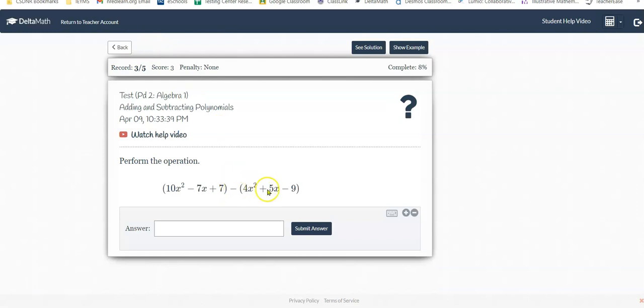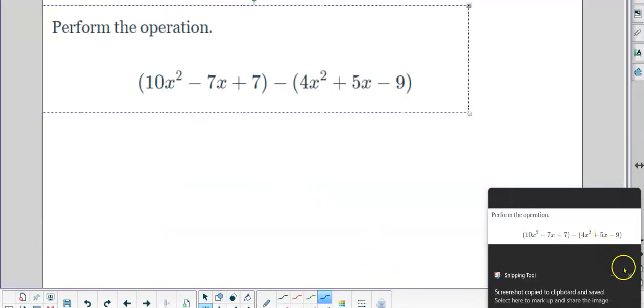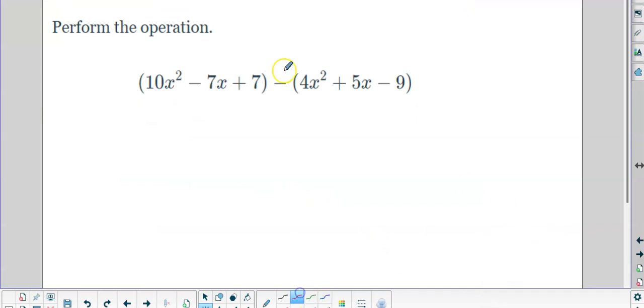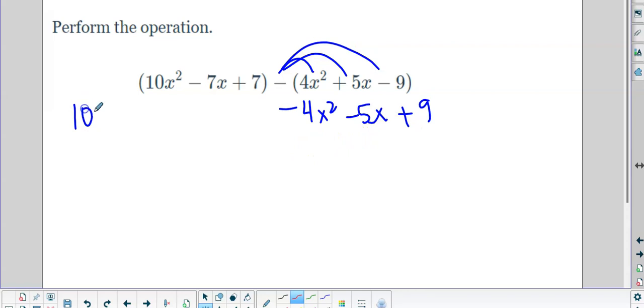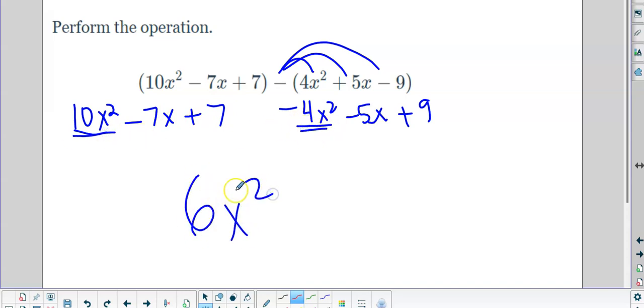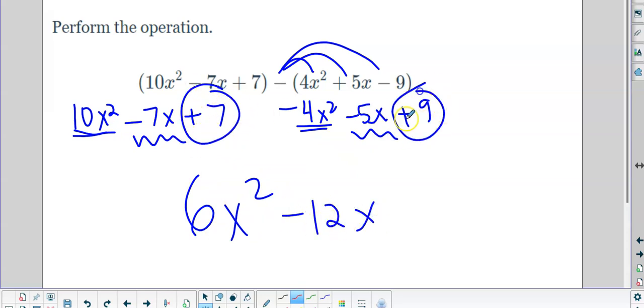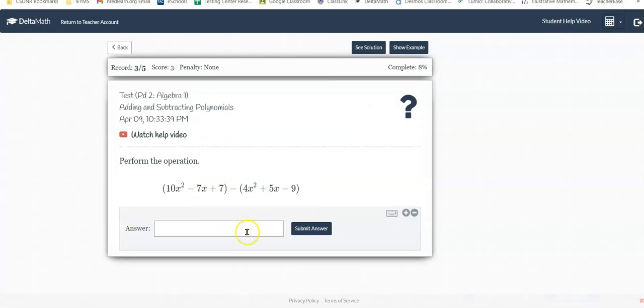Again, if you need to subtract, then you're going to distribute that negative sign here. So let's take a quick screenshot. Let's take a look at this one. When I rewrite it here, I'm going to get negative 4x squared, negative 5x, and positive 9. And all of that is going to combine with my first polynomial, which does not change at all. These two are like terms. These two are like terms. And these two are like terms. So 6x squared minus 12x plus 16.